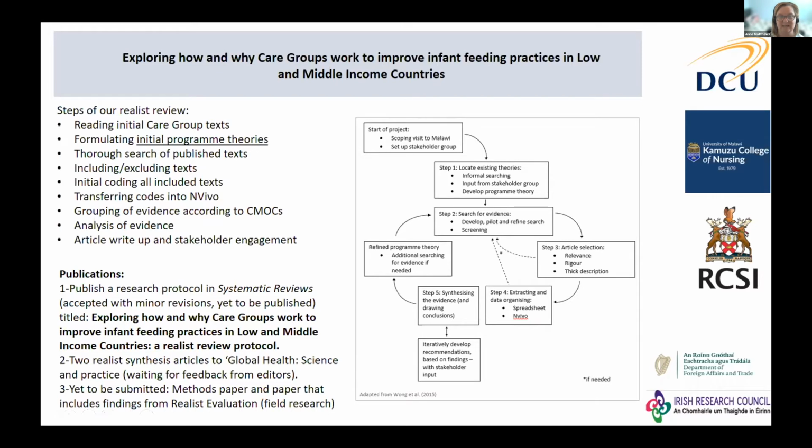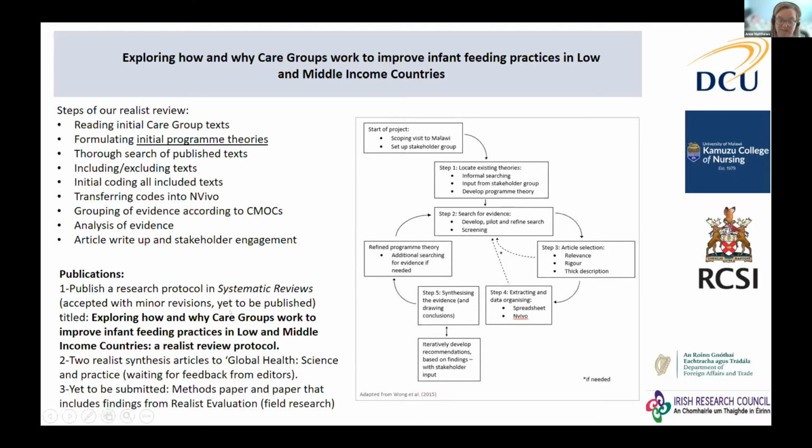It is a theoretically driven design or approach. So you're explicitly identifying theories, and then looking to amend your theories, revise your theories, with the data that you find, whether from the secondary data or your own original primary data in an evaluation. So we looked through all of the published texts. We included or excluded based on our criteria. We coded, as you would do with qualitative data generally. We transferred those into in vivo. We grouped our evidence according to these CMOCs, so context, mechanism, outcome, configurations. We analyzed that evidence and then wrote those up and went back and forward to the stakeholders.